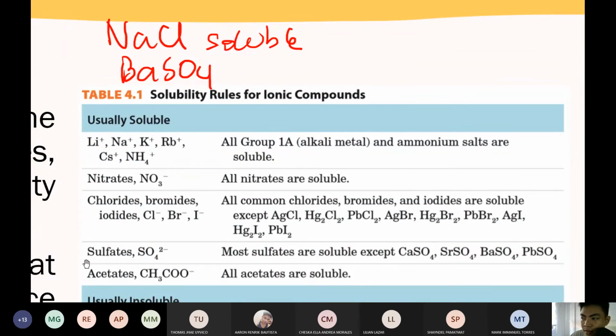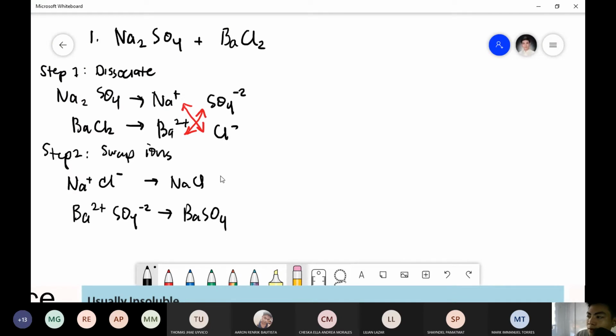Sulfates. Ayan. May sinabi sa sulfate. Sabi, most sulfates are soluble except, ayun barium sulfate. So, ando na siya mismo. So, that means, since under siya sa except, ibig sabihin, this one is a precipitate. Sinabi dito mismo most sulfates are soluble except calcium, strontium, barium, and lead. Okay? So, this is barium sulfate. It is a precipitate. So, we know na that this one is soluble and this one is a precipitate.